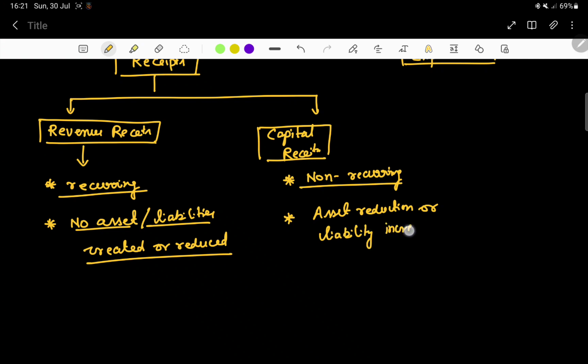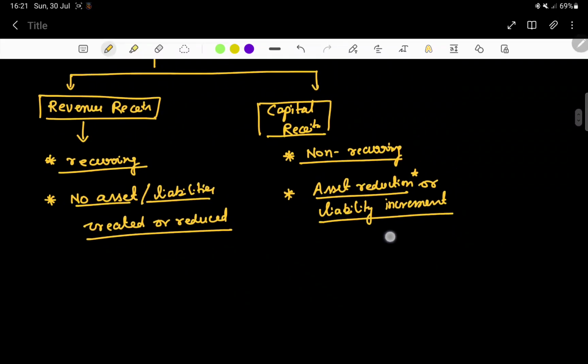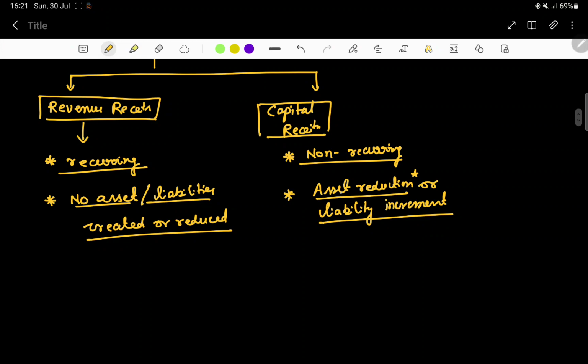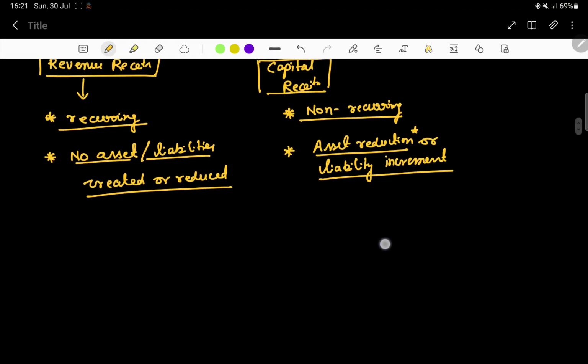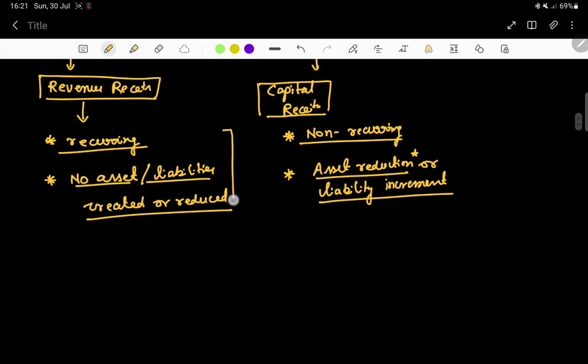When I say asset reduction, that means when the government sells its assets, the government gets the money out of it, but the assets which the government was holding initially get reduced. Similarly with liability increment, suppose a government takes a loan. Though it gets the money, it has also created a liability which it needs to pay in the future. So this is a way to understand asset reduction and liability increment. These are the features that I just wrote.